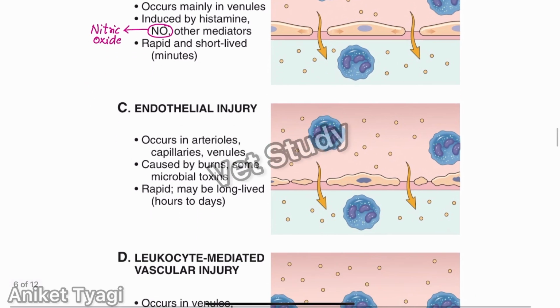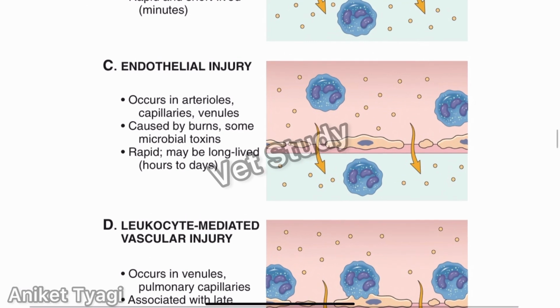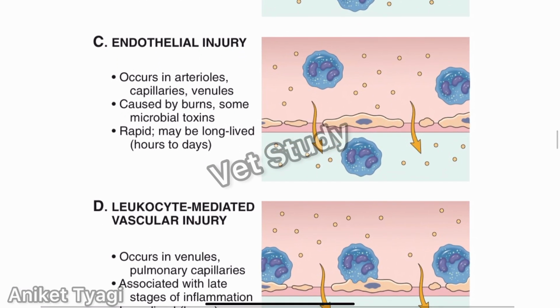After this, in C situation, we have endothelial injury. In endothelial injury, basically this occurs in the arterioles, capillary, and venule, and it is caused by burn and some microbial toxin. It is rapid in nature and may be long-lived, and you can see that the structure of endothelium is changed in this type of injury, endothelial injury, and due to this a similar phenomenon occurs, meaning exudation of the protein and leukocyte occurs.